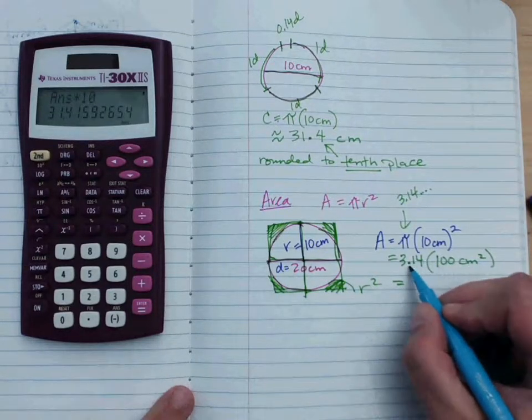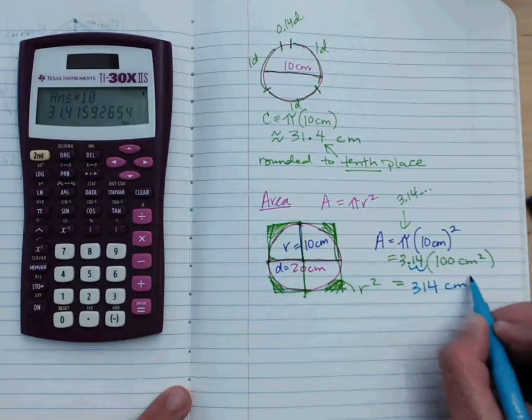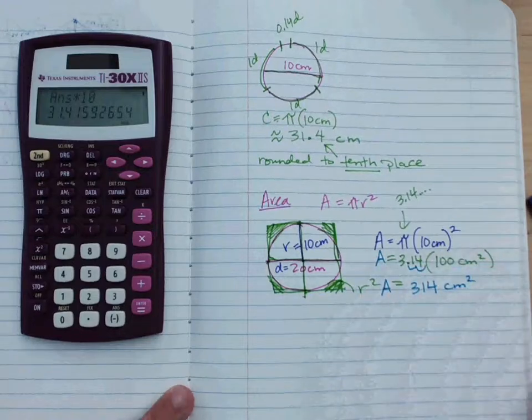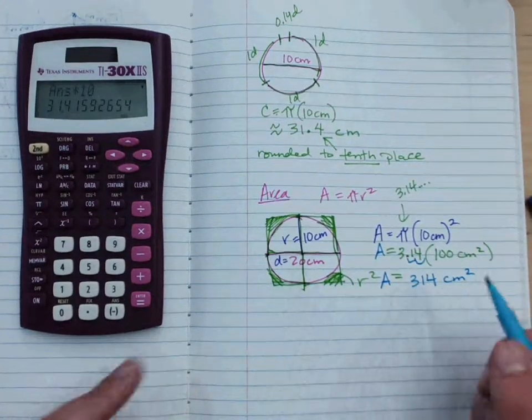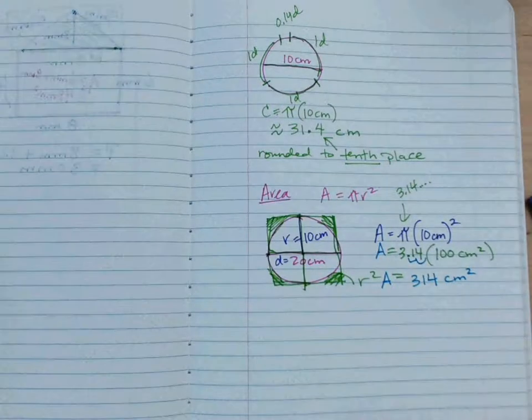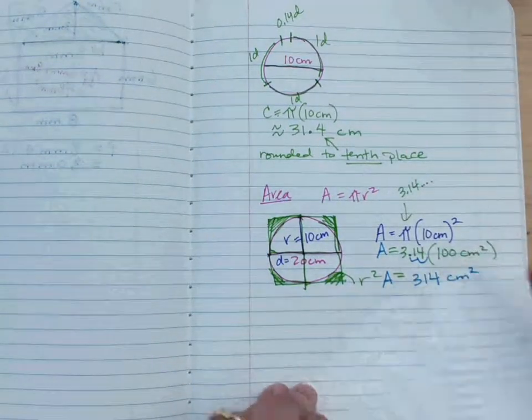Move it over. 1, 2. 314 centimeters squared would be the area of this circle. So the reason why I'm bringing all of this up is because when we have irregular shapes, we have to be able to put these formulas to use.